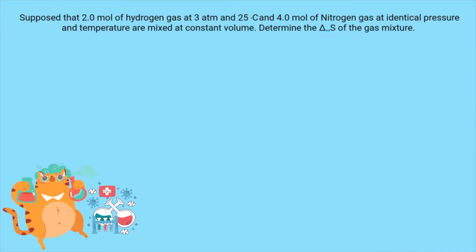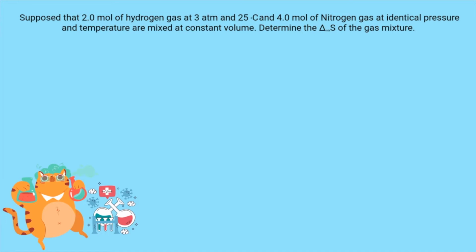Question number 1. Suppose that 2.0 mole of hydrogen gas at 380 mmHg and 25 degrees Celsius and 4 mole of nitrogen gas at identical pressure and temperature are mixed at constant volume. Determine the delta mix S of the gas mixture.